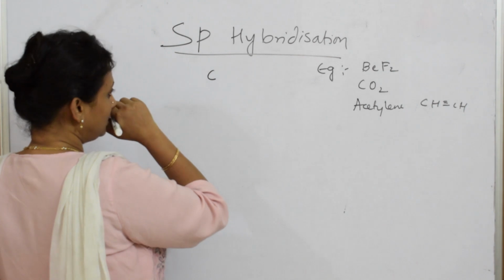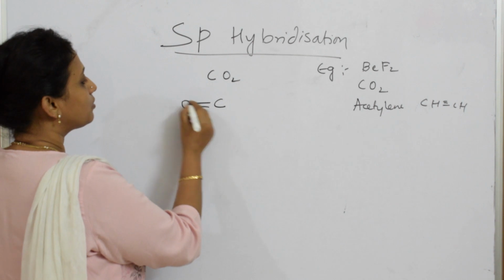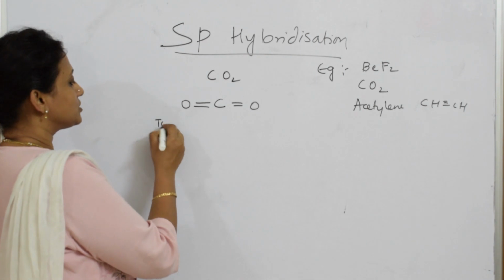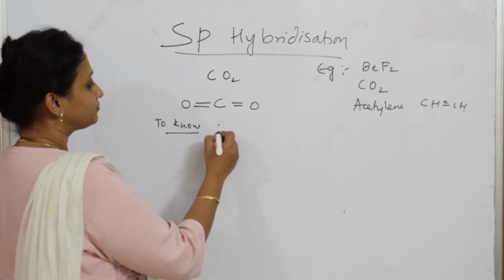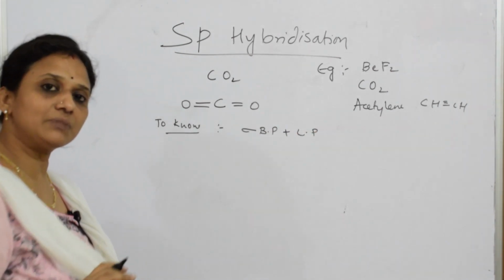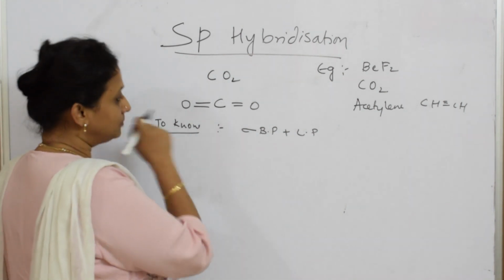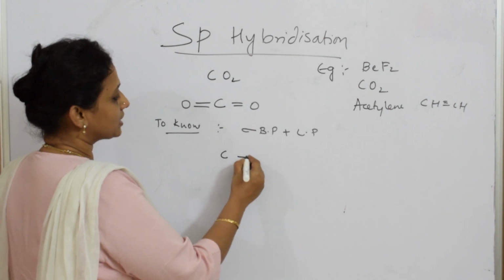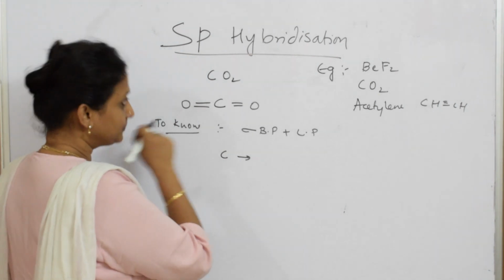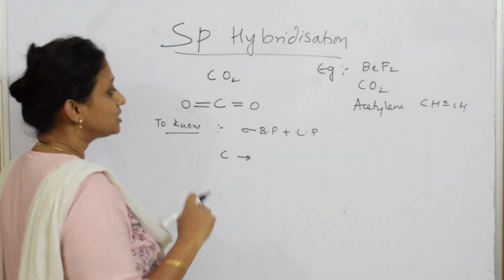Now for example, if I speak about the carbon dioxide molecule, the Lewis dot structure we have studied: C double bond O, C double bond O. This is carbon dioxide. Now observe, to know the hybridization, a simple thing: sigma bond pairs plus lone pairs. I think this is the easiest way. Let me see whether this works. For this carbon, how many sigma bonds does it have? This is your sigma bond, this is your sigma bond, this is your pi bond, this is your pi bond, correct? So does it have lone pairs?